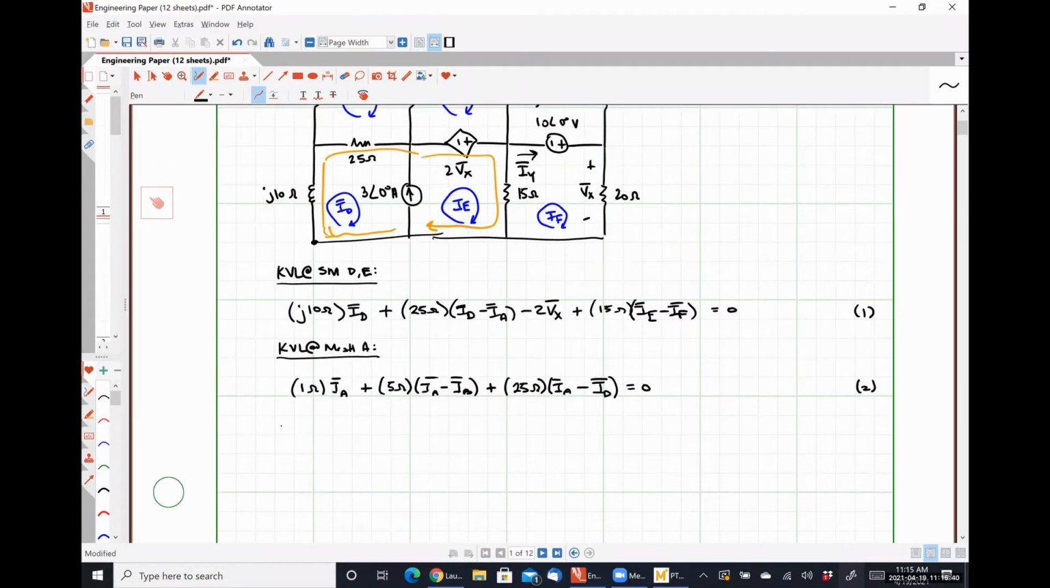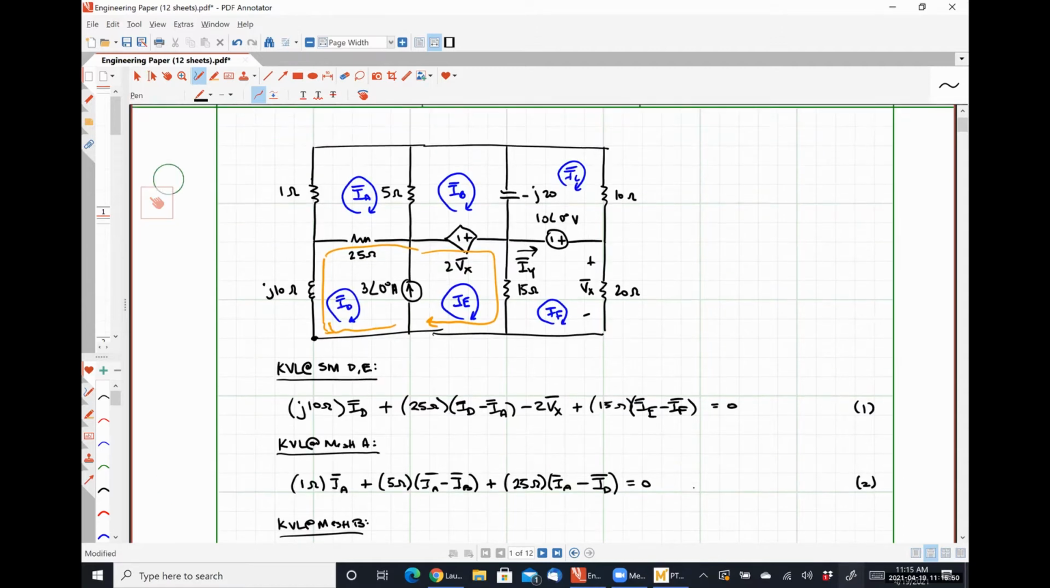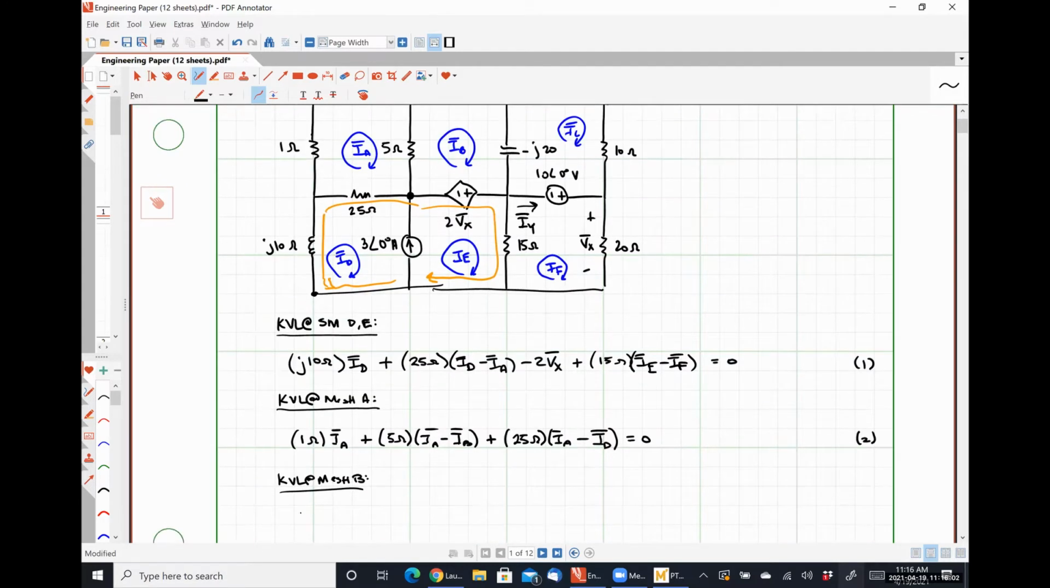So now we have KVL at mesh B. So I would be starting right here. If I follow mesh B around its clockwise path, I see the 5 ohm resistor first. So it's going to be 5 ohms times what? IB minus IA, that's correct.